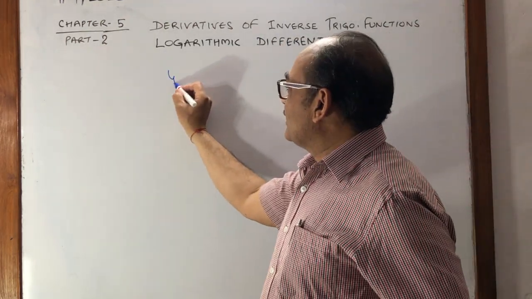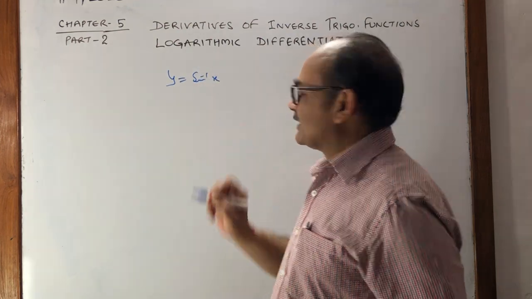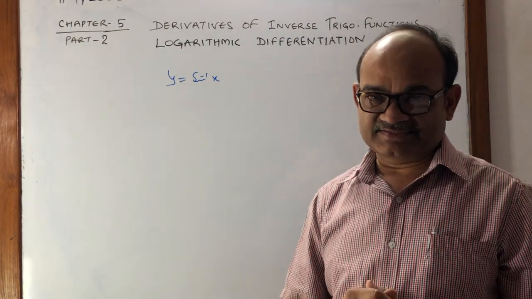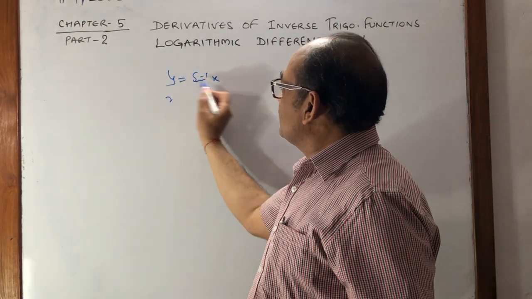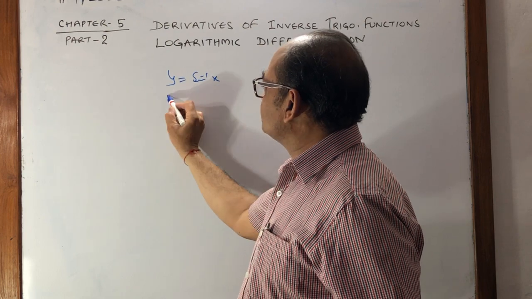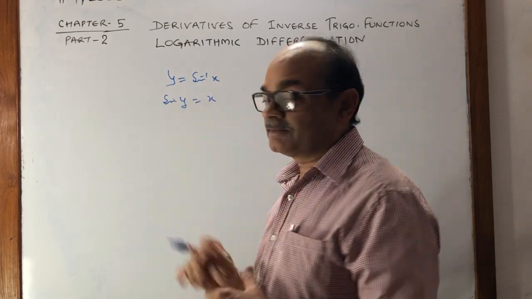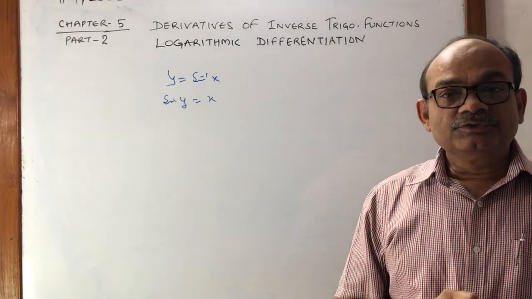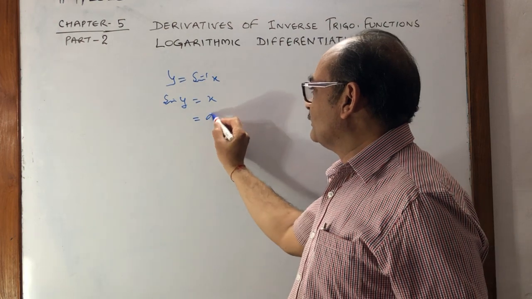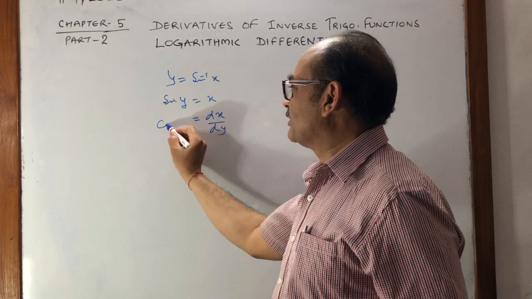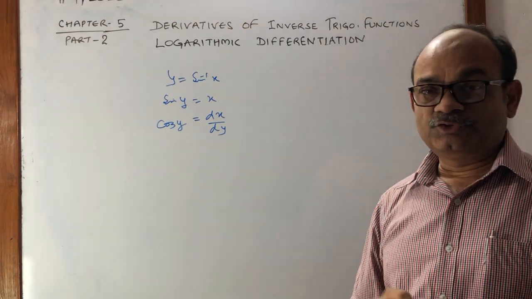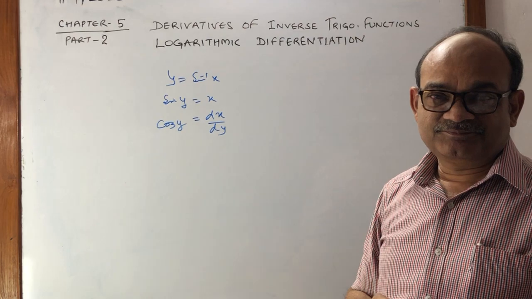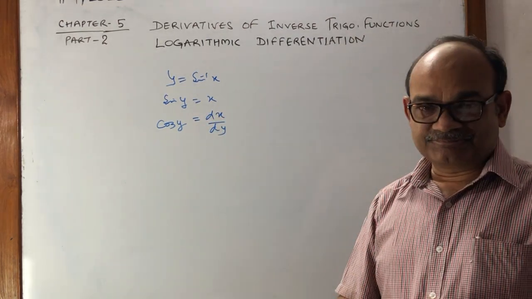Suppose we have y equals sine inverse x as a function and we want to calculate its derivative. We can write this in terms of sine: sin y equals x. Now we differentiate with respect to y, so dx by dy will become cos y. Don't multiply dy by dx, because here we are differentiating with respect to y. That's why dx by dy is cos y.